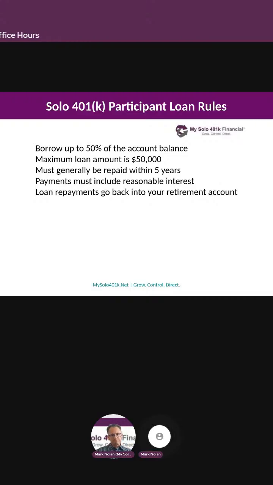So if you are self-employed and exploring advanced retirement strategies, understanding the structural differences between a self-directed IRA and solo 401k can help you determine which solution best fits your long-term investing goals.